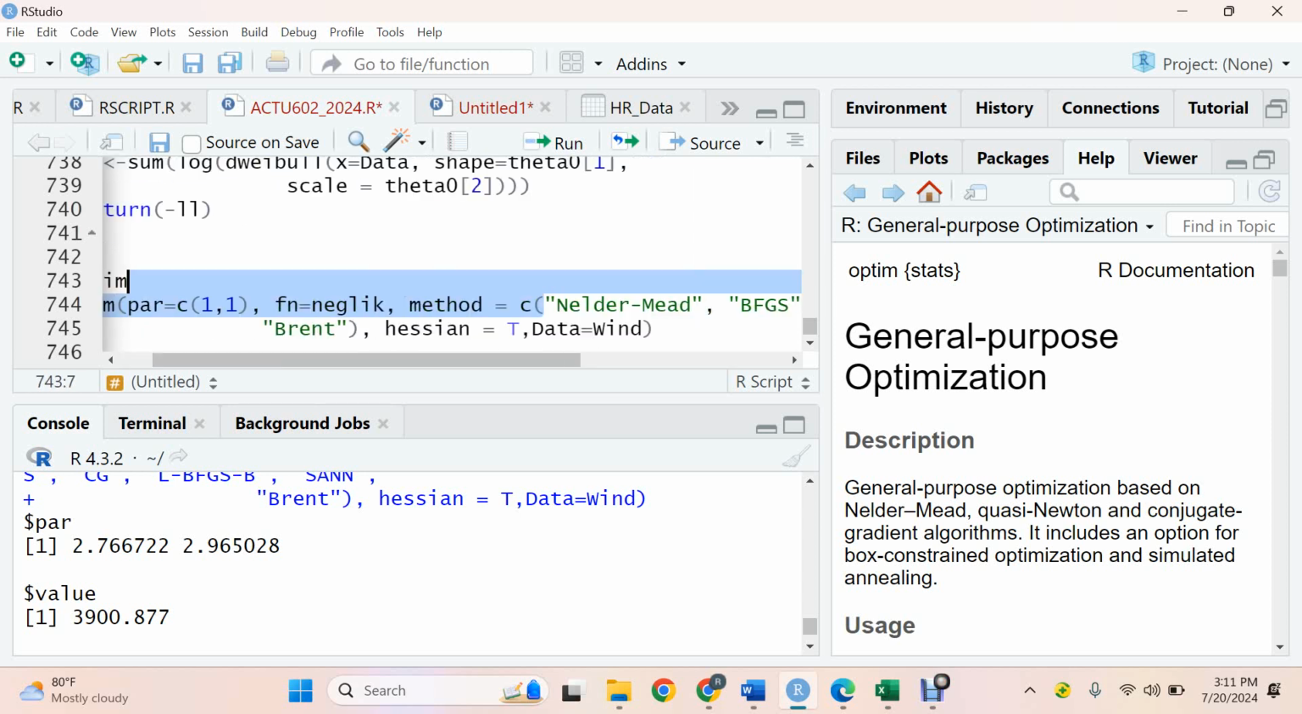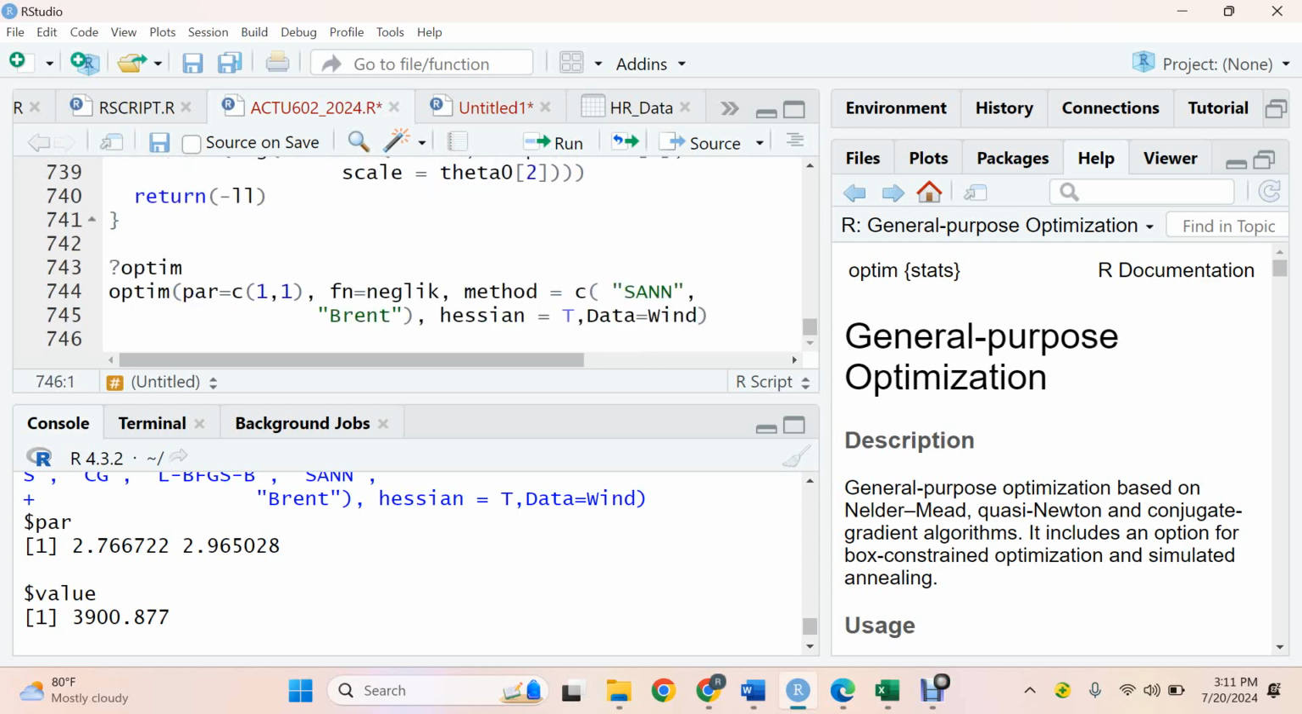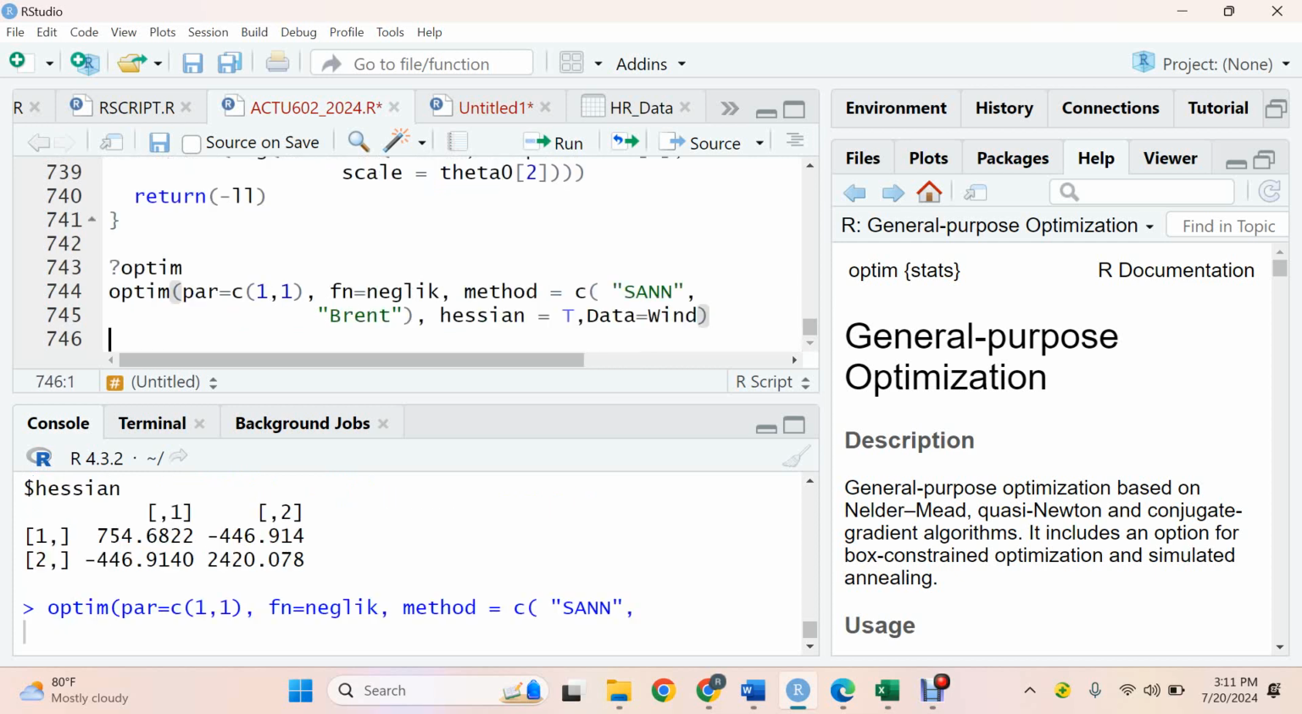So maybe if this is the Nelder-Mead, I can also take that out and leave some. Depending on what routine you use, you may get different results, right?